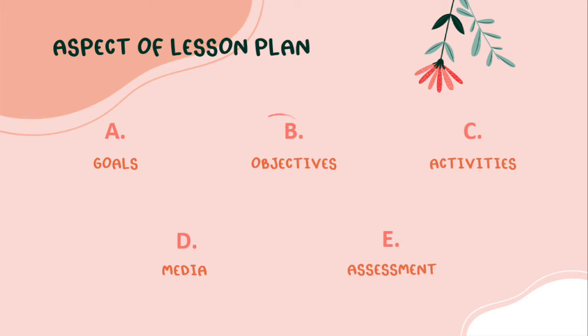Second, objective. Objectives are meaningful about what the teacher wants students to achieve at the end of the lesson. This means that the teacher takes the idea of describing student learning outcome where students must be able to show their performance.